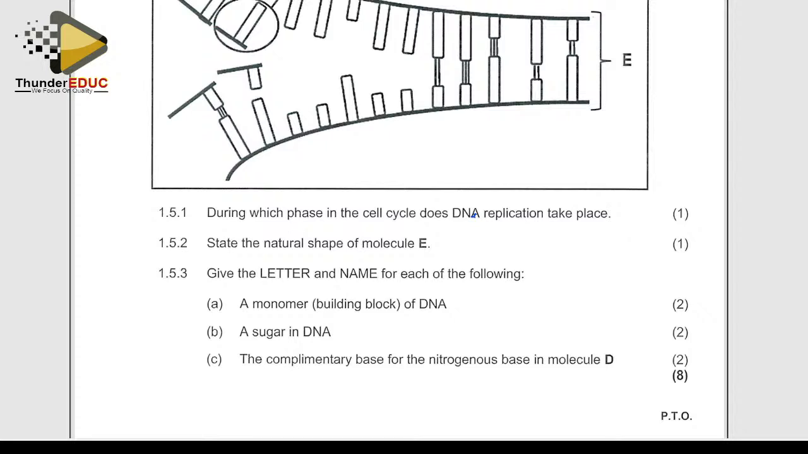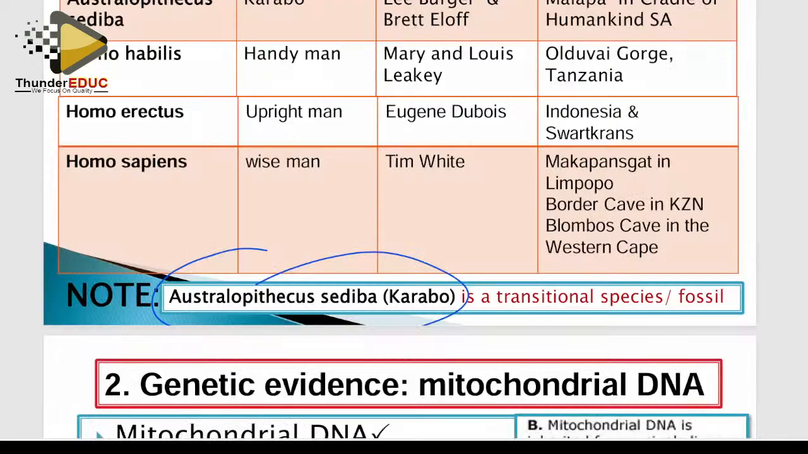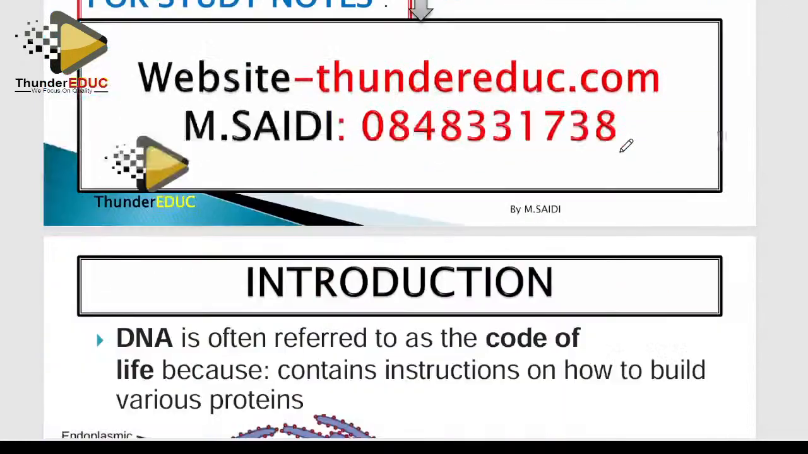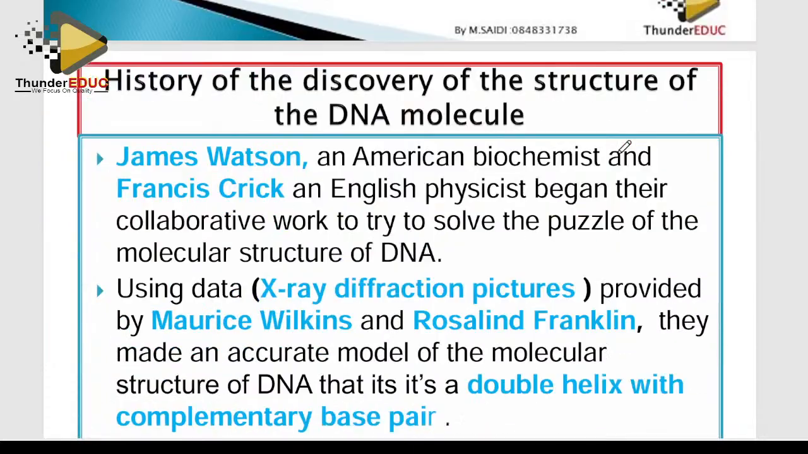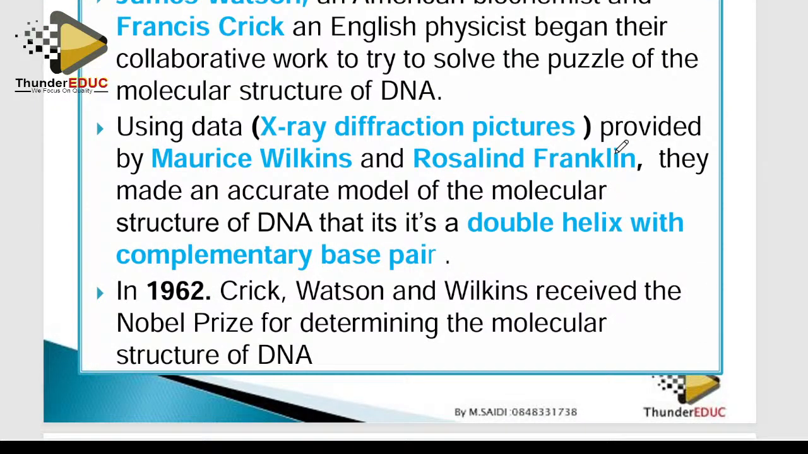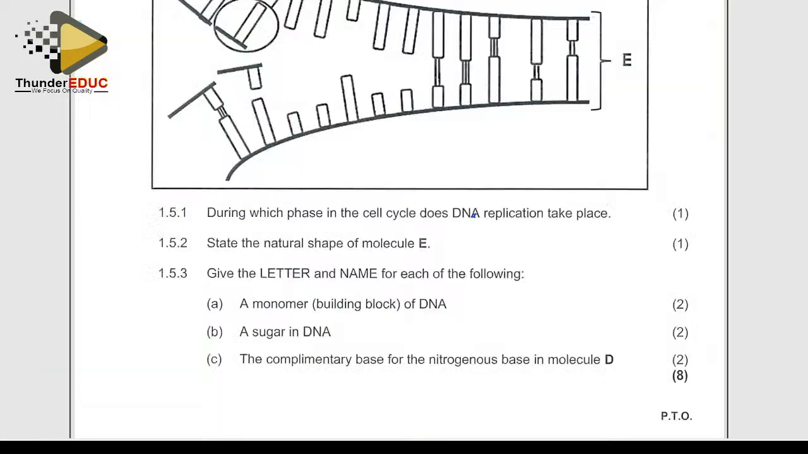They're asking about the natural shape of DNA. This one I emphasize, we call it double helix, not double helical, not helical, not coiled. The only statement we accept is double helix, because James Watson and Francis Crick described DNA as a double helix with complementary base pairs. That's how James Watson described it, and that's how we're supposed to describe it. So I think I'm clear there.